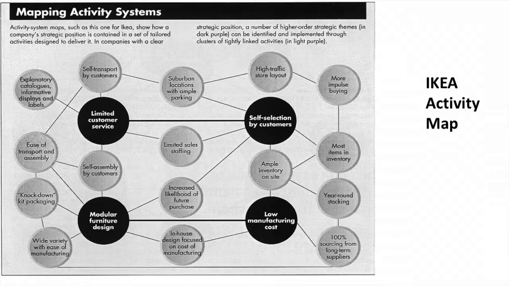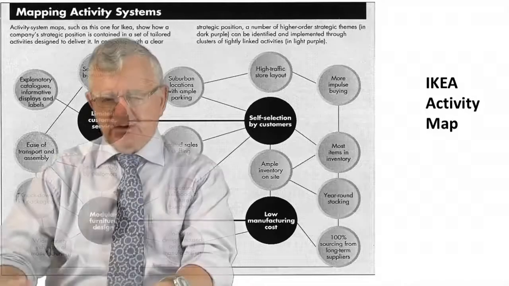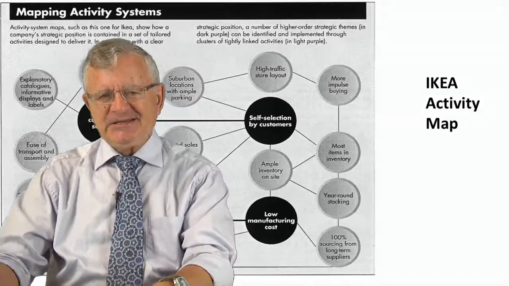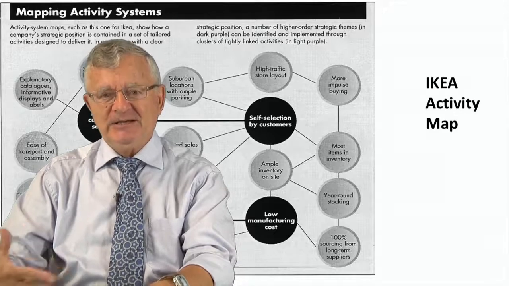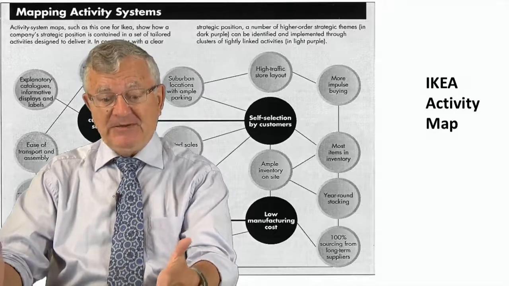And then around that you have very large stores put in suburban areas, so the land is less expensive, lots and lots and lots of parking, and all of the supplementary things, processes, activities that connect with the black circles. And of course everything is connected because this is a beautiful ecosystem. So actually IKEA's activity map was drawn well after IKEA was functioning and in place.